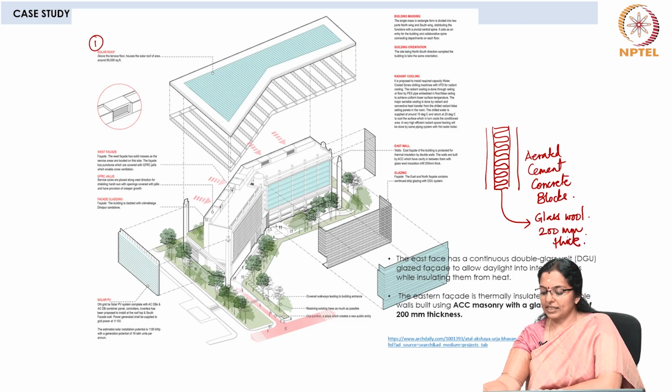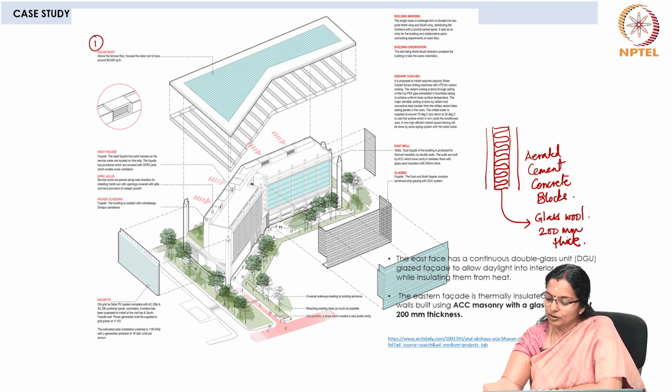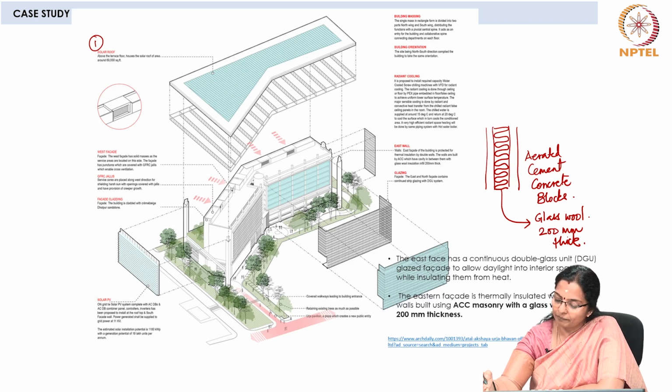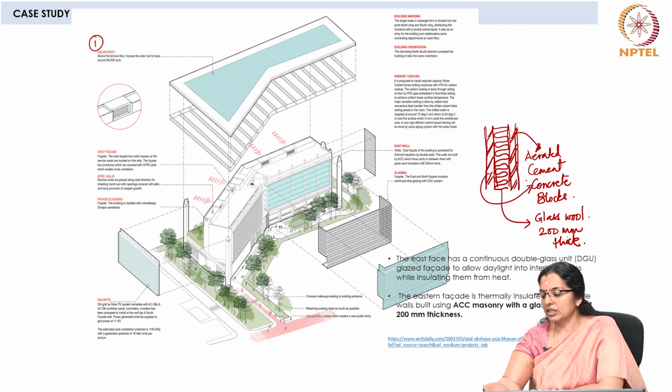So, the east facing has a continuous double glass unit and it also has a glazed facade to allow daylight into interior spaces while insulating them from heat. So, it has aerated concrete walls. I am just showing the brick indication because it is the most accepted indication of a wall, and the insulation is glass wool.